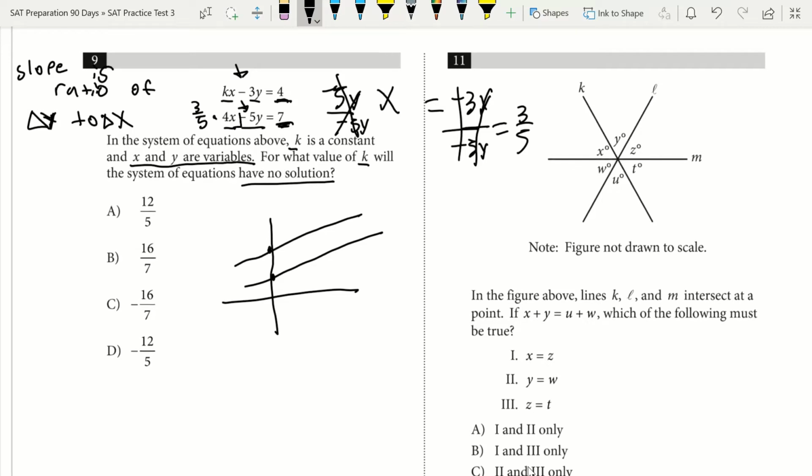And we only have to multiply this 4x because we just have to solve for k. So we multiply 4 by 3/5. So we have 3 over 5 times 4, which is 4 over 1. We're going to end with 12 over 5. So A will be our answer for number 9.